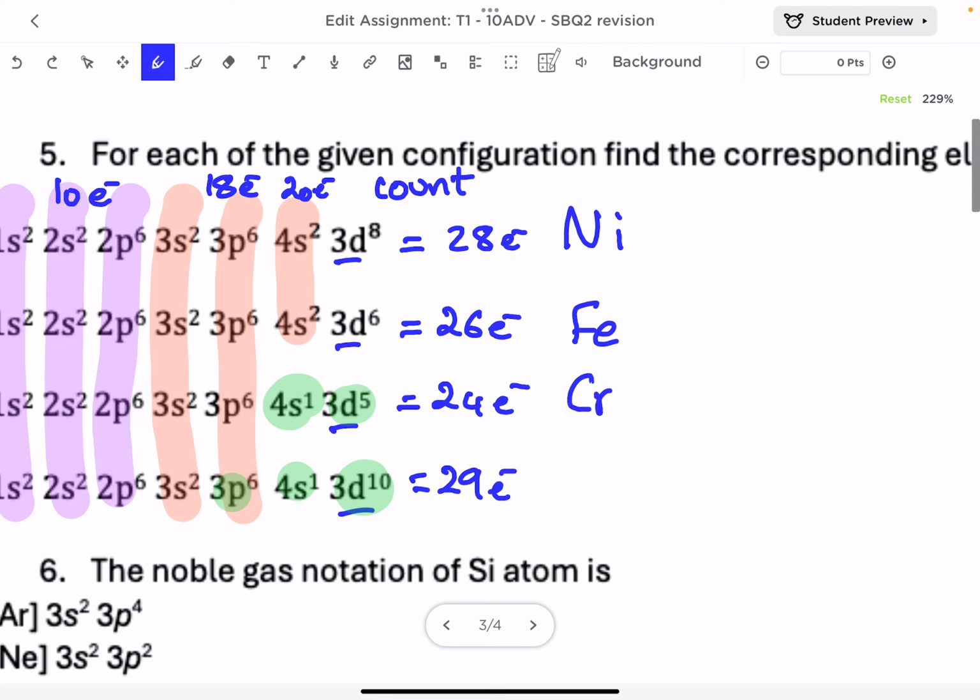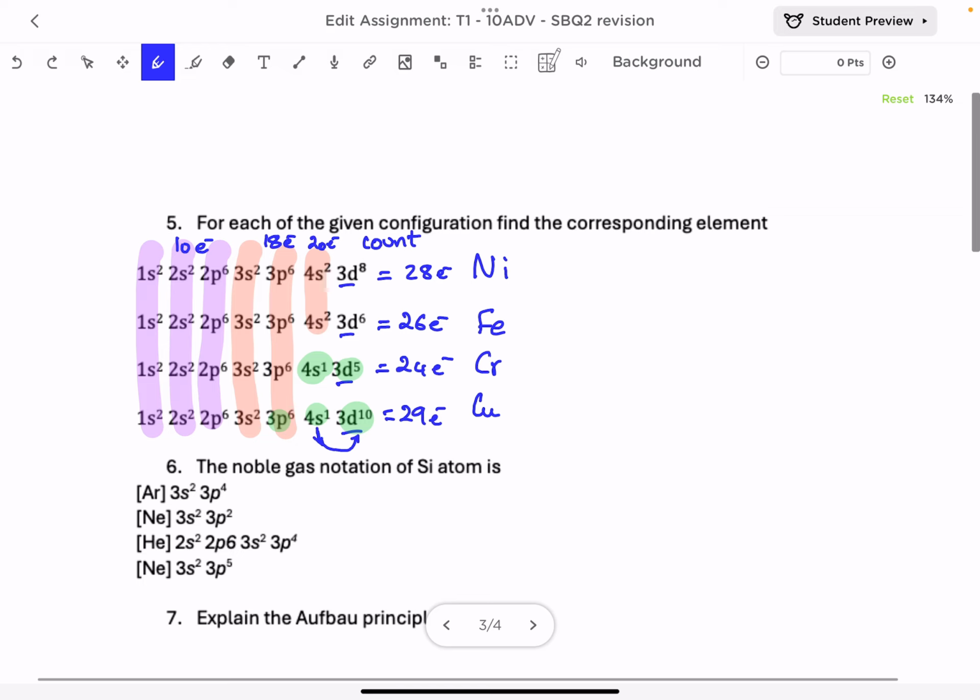It's chromium. It's more stable to remove one electron from the 4s and place it in the 3d5 to have a half-filled orbital, more stable, and Cu, copper, 29. So here it is. This is more stable, to move one electron from the s and place it in the d. This is an exception to the octet rule. So as you can see, the safest way is to count the total number of electrons and find them in the periodic table.